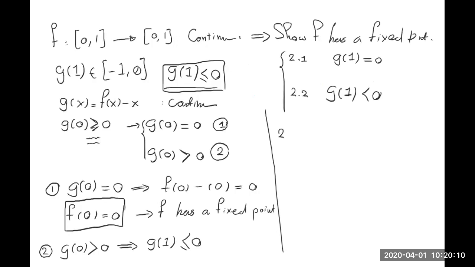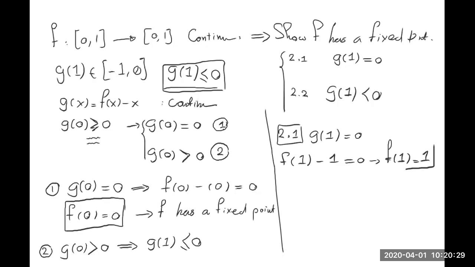Now, if the first case happens, it means g of 1 is equal to 0. But remember, g of 1 is f of 1 minus 1. And this thing being equal to 0 means f of 1 is equal to 1. Again, f has a fixed point. There is a point x where f of x equals x. This is that fixed point. So again, here f has a fixed point.